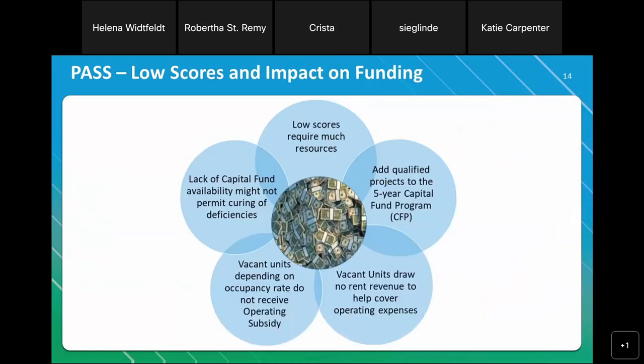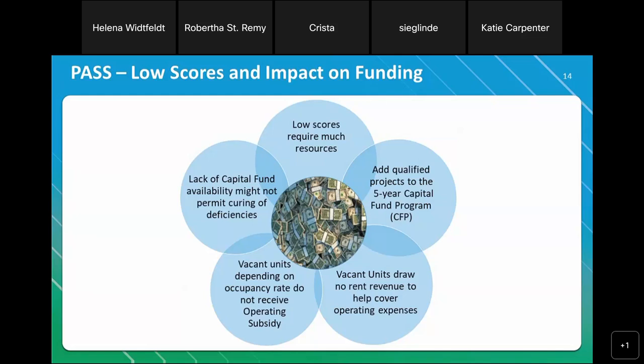Low scores and the impact on funding. I have alluded to some, so this is just kind of summarizing some of the verbiage that I already used. Low scores require much resources. Why? When you have much of the vacancy, you need more staff time, overtime, more materials. We are experiencing in the market increase in supply. Materials are more costly. Anytime a disaster occurs, you pay more on materials. So this is not something that we want to experience, but it's part of the cycle and it's part of the condition.